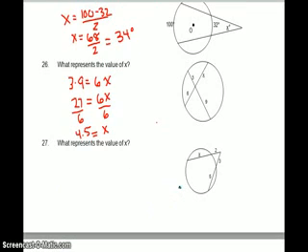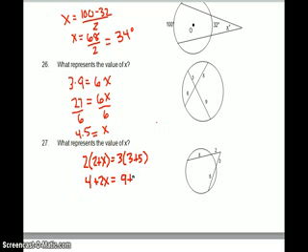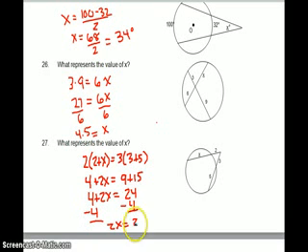27, what represents the value of x? Okay, outside times the whole equals outside times the whole, so 2 times 2 plus x equals 3 times 3 plus 5. So we're going to distribute, so that's 4 plus 2x equals 9 plus 15. So 4 plus 2x equals 24. Subtract 24 from both sides. 2x equals 20, therefore x equals 10.